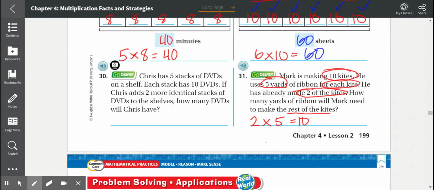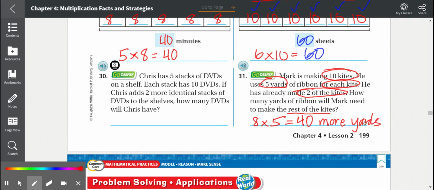So if he's already done 10, I guess we can erase this and just subtract 2. So 10 minus 2 is 8. So he needs to make 8 more kites times the 5 yards each. Well, 8 times 5, let's count by 5s 8 times. 5, 10, 15, 20, 25, 30, 35, 40. So he'll need 40 more yards to make the rest of the kites.